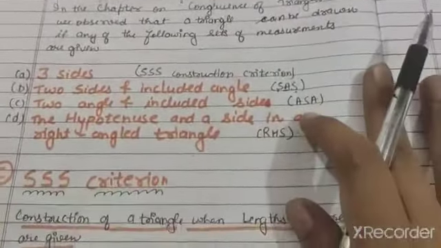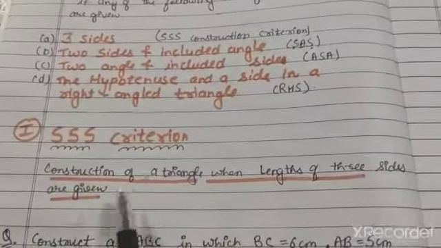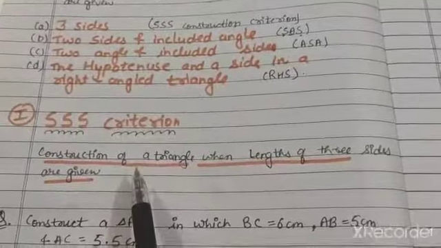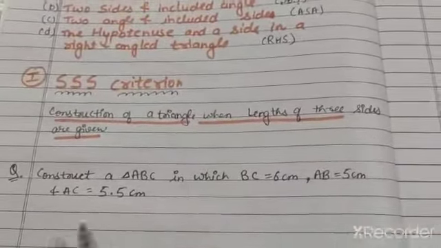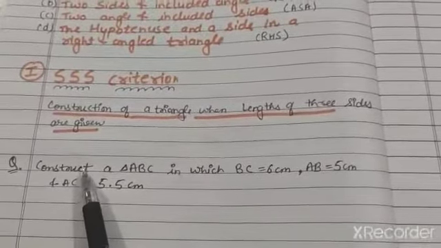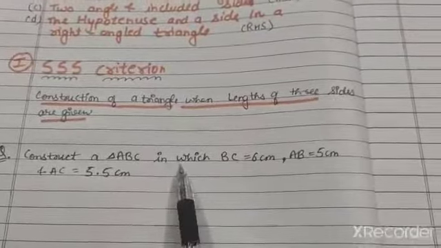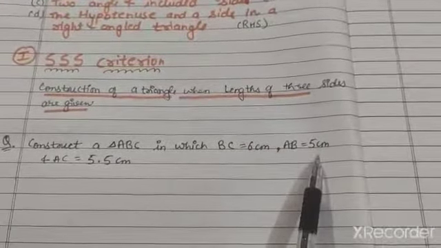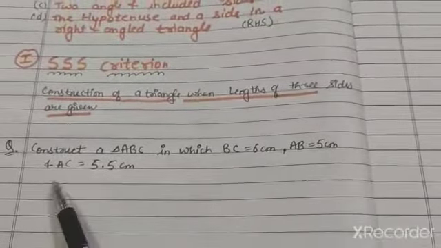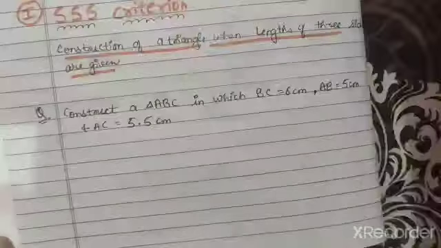So here is our first criterion, that is the triple S criterion. In this type of question, the lengths of the three sides of a triangle are given and we have to construct the triangle. So here is our first question. We have to construct a triangle ABC in which BC is equal to 6 centimeter, AB is equal to 5 centimeter and AC is equal to 5.5 centimeter.